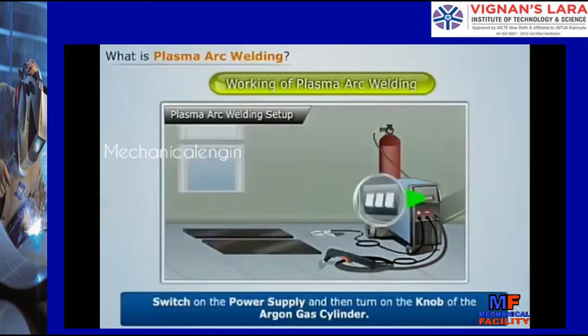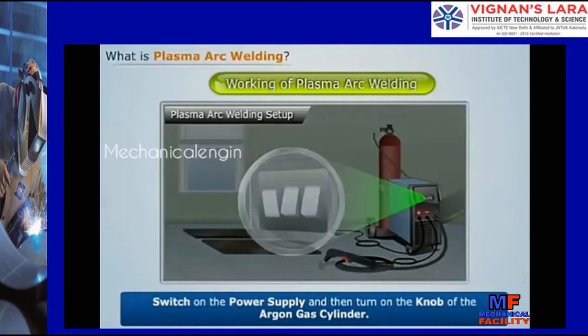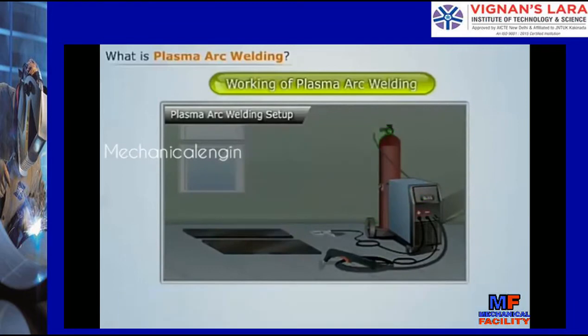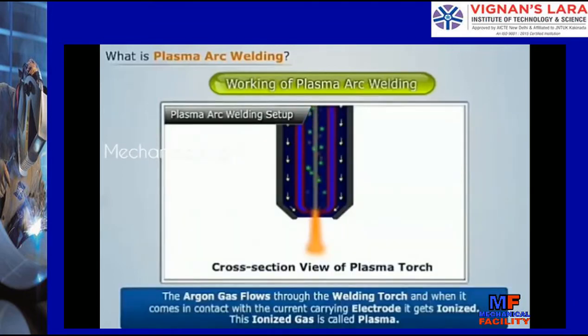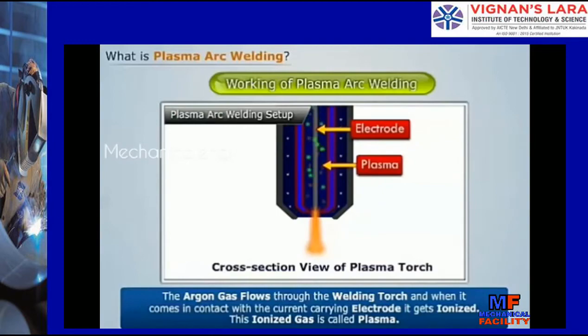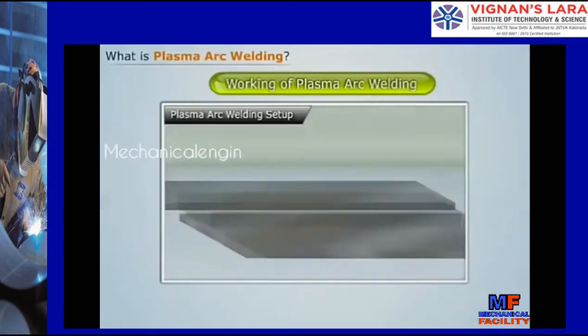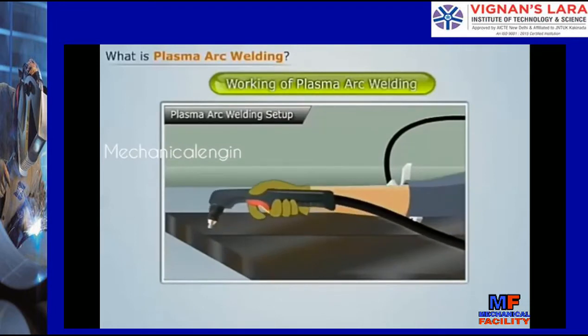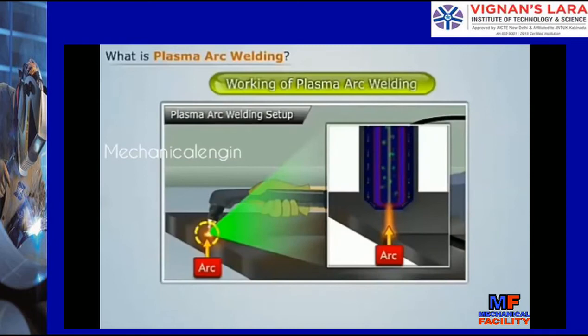Now let us switch on the power supply and then turn on the knob of the argon gas cylinder. We see that the argon gas flows through the welding torch, and when it comes in contact with the current-carrying electrode, it gets ionized. This ionized gas is called plasma. Now when we bring the welding torch closer to the interface of the metal plates, we see that an arc is generated from the welding torch.